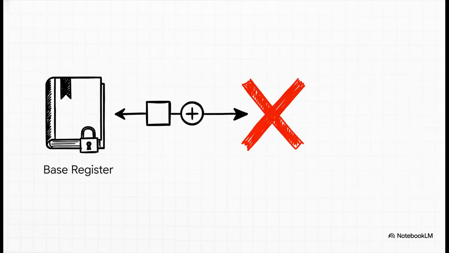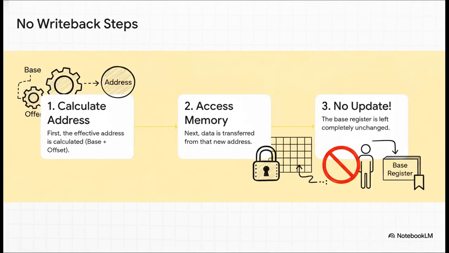Next up, we have pre-indexed without write back. Now, take a look. What's missing? Yep, the exclamation mark is gone, and taking that one character away completely changes that final step. The first 2 steps are exactly the same. Calculate the address, then go access the memory. But this time, the base register is left completely alone. Your bookmark stays right where it was.